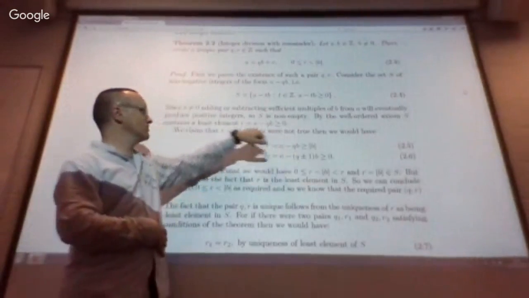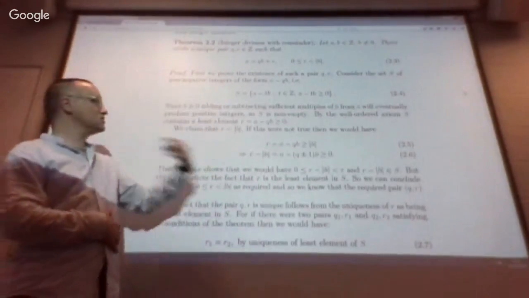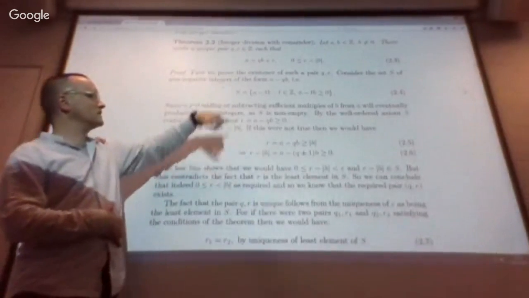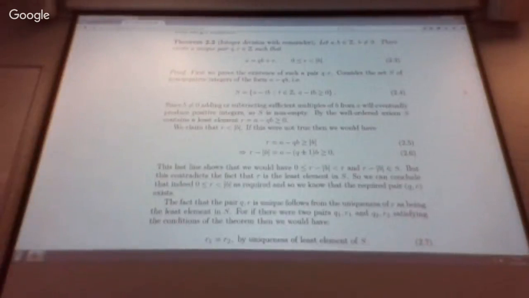If this inequality were not true... So that proof by contradiction assures us that the remainder that comes out of this is indeed strictly less than the absolute value of b. So the remainder is unique. There's one and only one quantity r, which is non-negative, strictly less than the absolute value b, and which fits in as a remainder after dividing a by b.